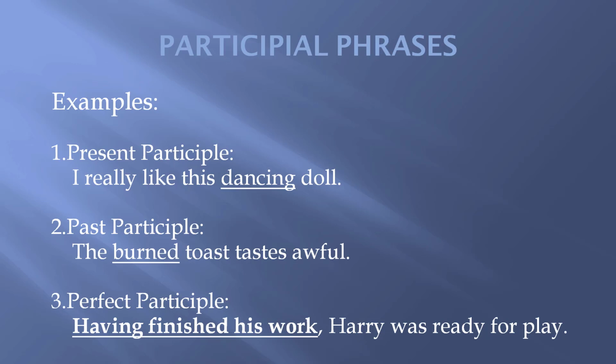Lastly, there is perfect participle. Perfect participle basically shows the completion of an action, and it is made by putting having before the third form of verb. Here, having finished his work, Harry was ready for play. Having finished is the perfect participle and it shows the completion of a work.